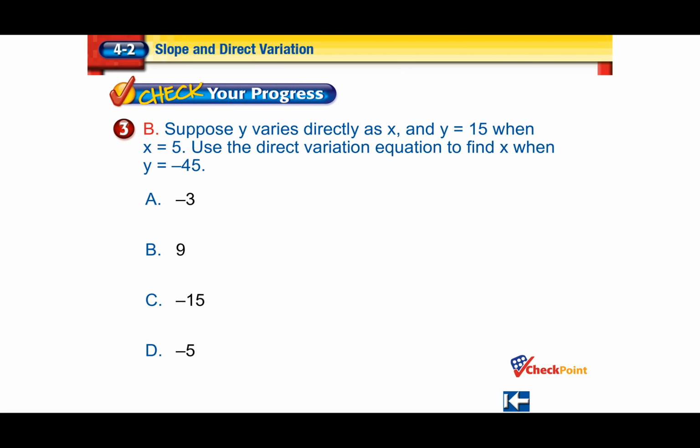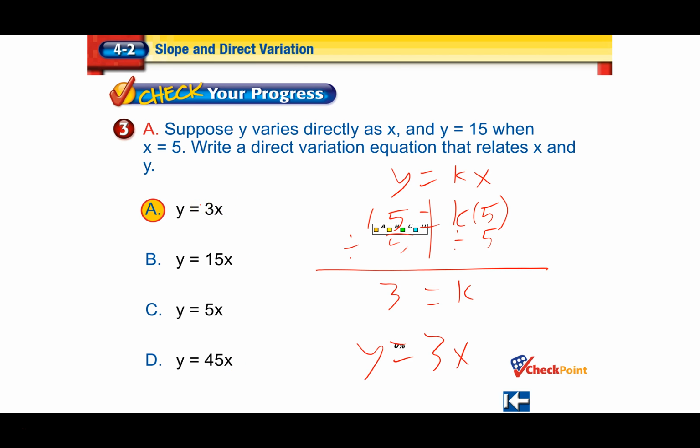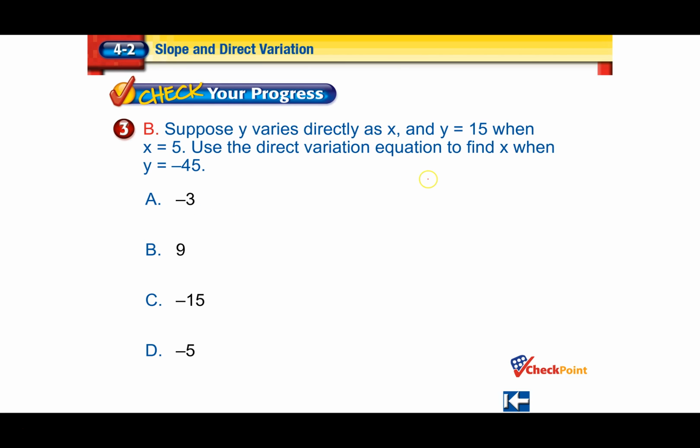Okay, and the next one's going to relate to that. Suppose y varies directly with x. Now y is negative 45. Use the direct variation equation to find x when y is negative 45. So we're going to take the equation from the last one, y equals 3x. We substitute in negative 45 here, equals 3x. We're going to divide by 3, divide by 3. Punch that into my calculator, negative 15 equals x.